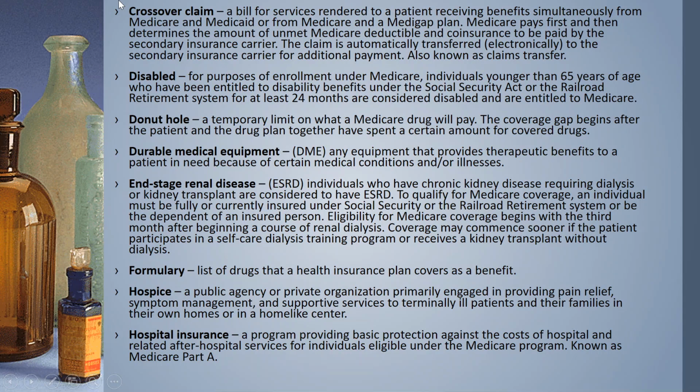Crossover claim, a bill for services rendered to a patient receiving benefits simultaneously from Medicare and Medicaid or from Medicare and a Medigap plan. Medicare pays first and then determines the amount of unmet Medicare deductible and coinsurance to be paid by the secondary insurance carrier. The claim is automatically transferred electronically to the secondary insurance carrier for additional payment. It's also known as claims transfer.